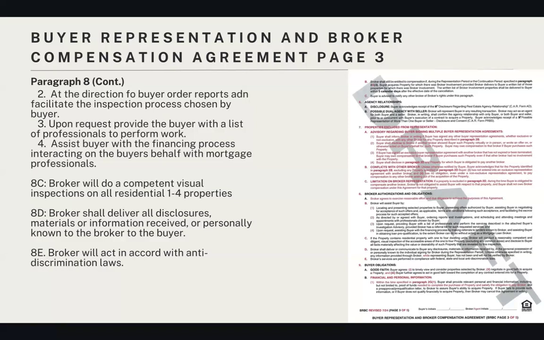Paragraph 8C, the broker will also do a competent visual inspection on all residential 1 to 4 properties. That is law. That's nothing new, but again, you're reinforcing to the buyer that that is a responsibility under the agreement. The broker shall deliver all disclosures, materials, or information received or personally known to the broker to the property. So you're going to make sure that the buyer receives everything that they need that you receive or that you know. If you have personal knowledge, that is required to be disclosed. And then the broker will act in accord with anti-discrimination laws.